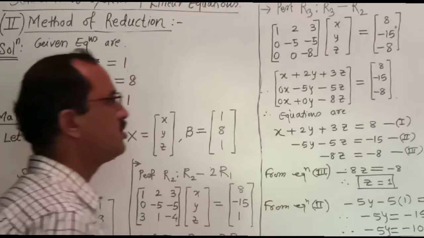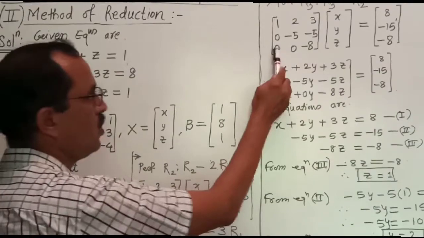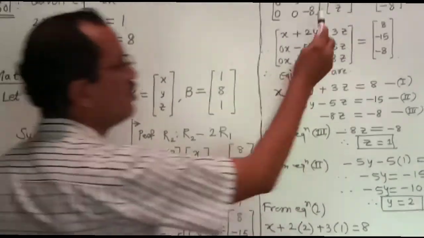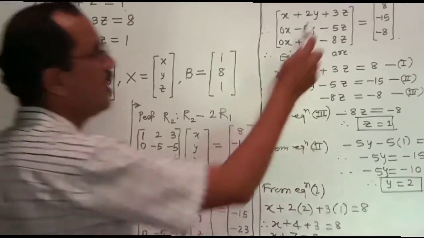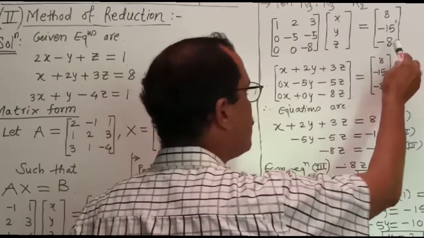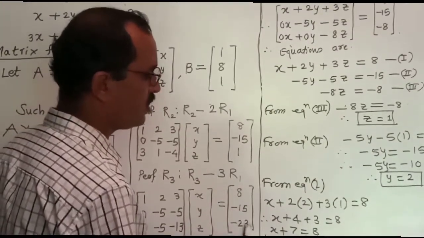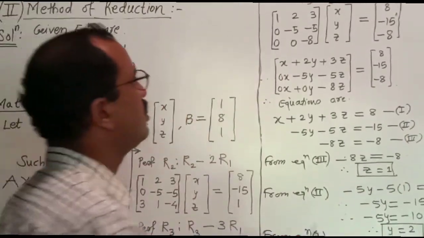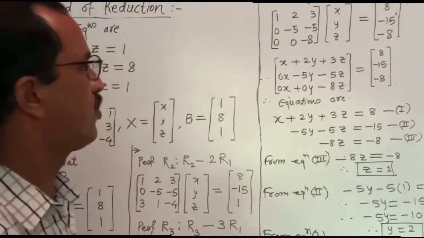So R3 is changed by using R3 minus R2. So it is 0 minus 0, 0. I write R3 here. Minus 5 minus minus 5, it is minus 5 plus 5, it is 0. And minus 13 minus minus 5 means minus 13 plus 5, it is minus 8. On the right hand side also, this minus 23 minus minus 15 means plus 15. Minus 23 plus 15, that is minus 8. So in this way, this matrix A is converted into an upper triangular matrix.